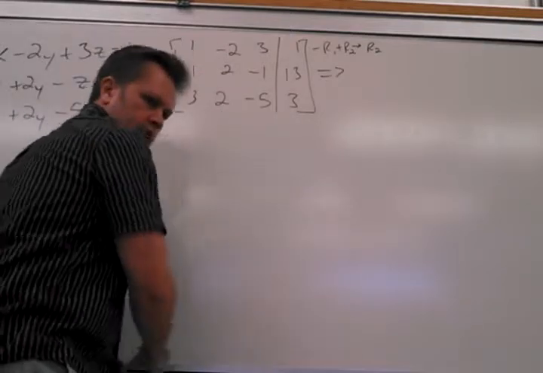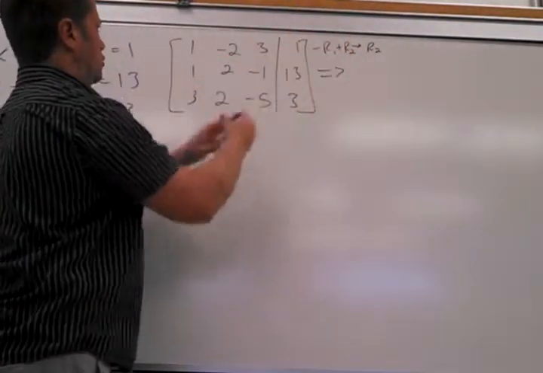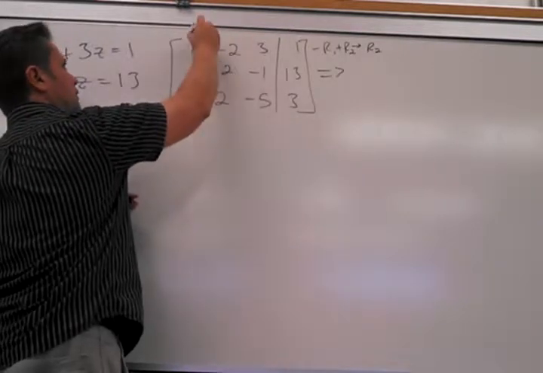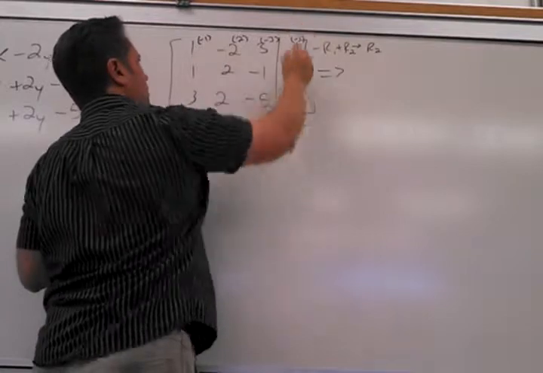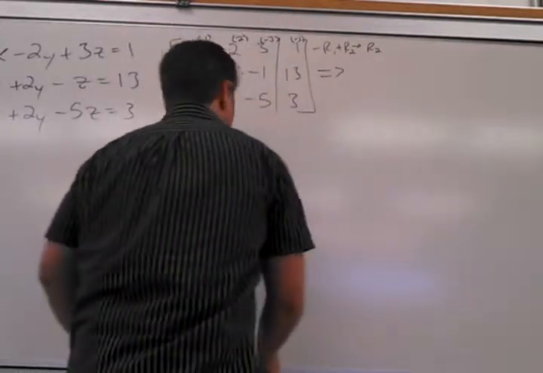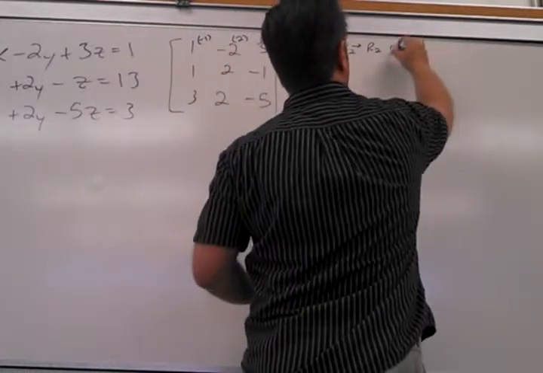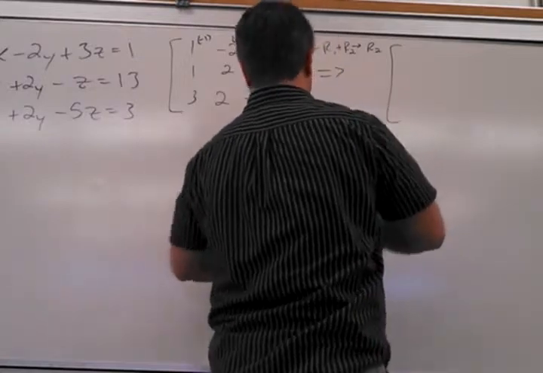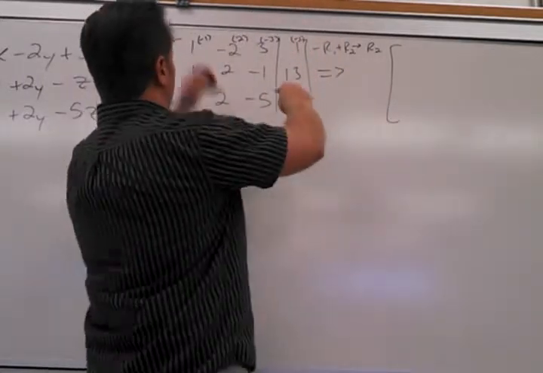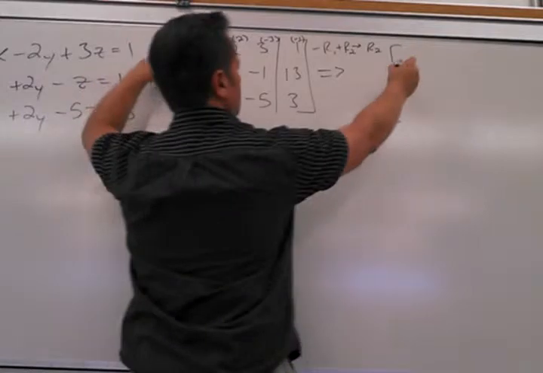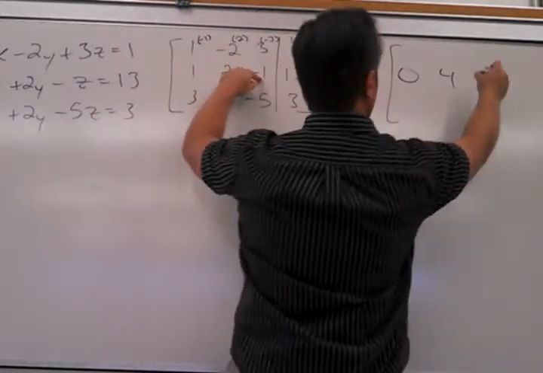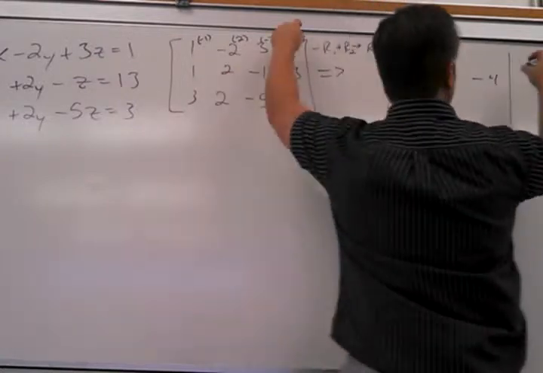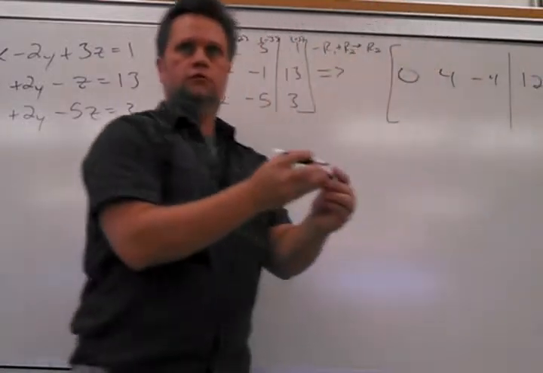So then, again, you could rewrite the whole matrix if you really want to. Otherwise, just put what this would be here. So what do I get here? Well, your top row's not going to change. Here I get 0, 4, negative 4, 12. Cool. Stop there. Is that cool?